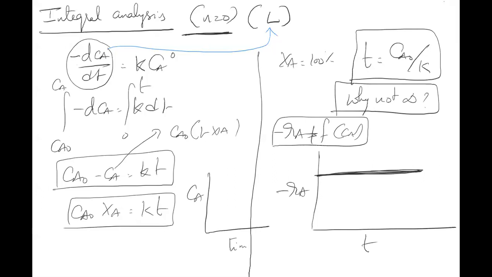If you plot concentration, the concentration is Ca naught here. And if you see, this is a straight line equation. It is a straight line. Your concentration becomes 0 when the time becomes Ca naught by k. Your concentration becoming 0 means here you are targeting 100% conversion.